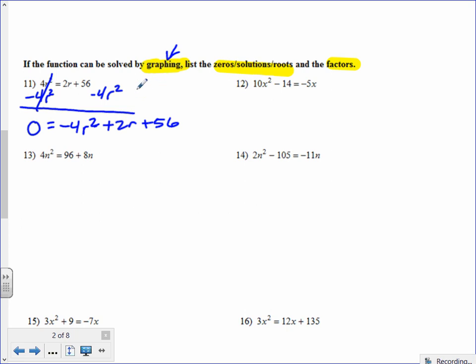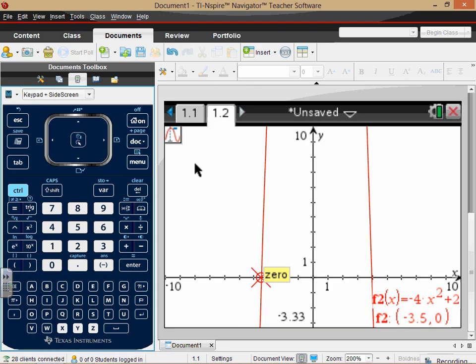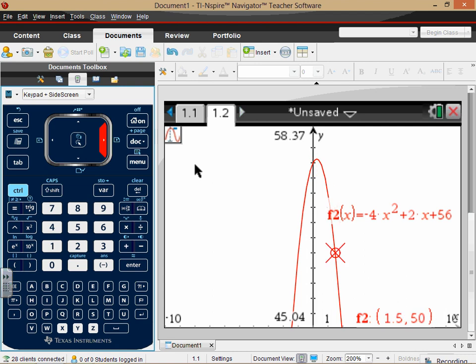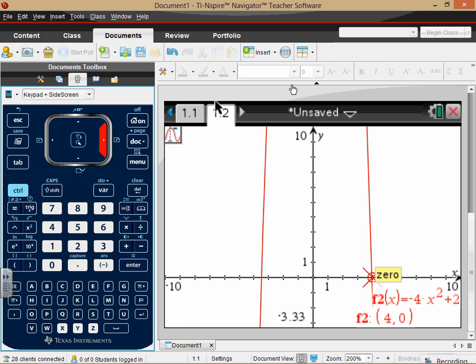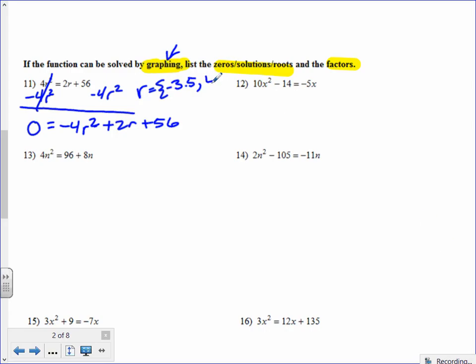Oops, not x equals. Okay. Back. My calculator goes a little bit faster than yours. And I'm coming back around. My other zero is 4. Okay. So we found the zeros or solutions or roots. You can call those any number of things. You can call them the zeros, the solutions, or the roots. And the last thing we need to do is find the factors.